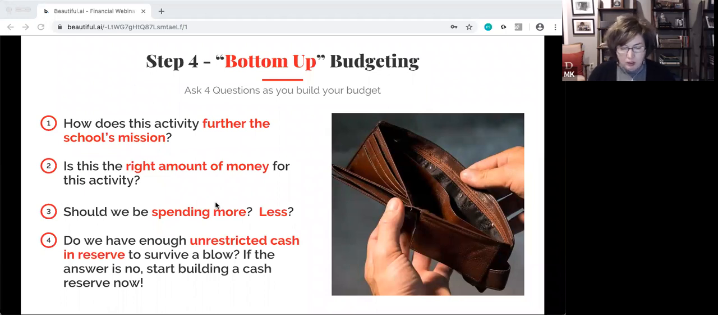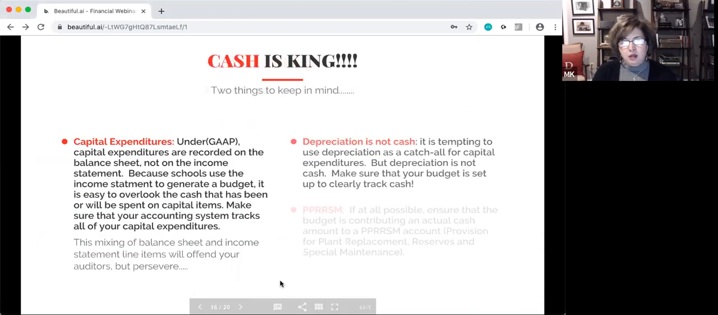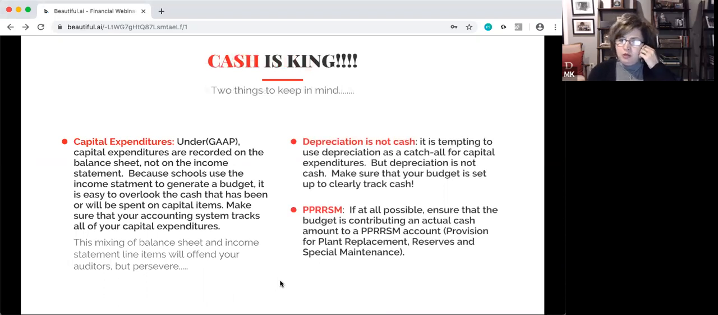So let's talk a little bit about cash. When we talk about unrestricted cash, let's go to the next slide. There are three things to keep in mind, really. The first is just the capital expenditures.